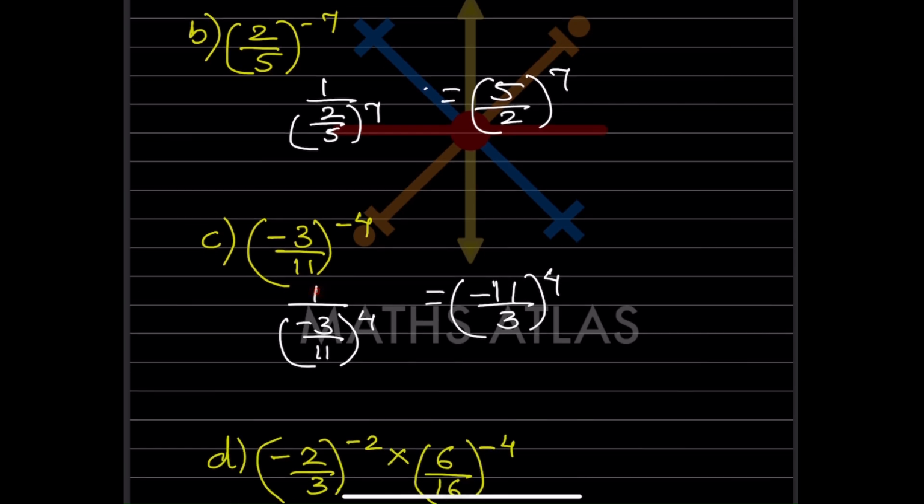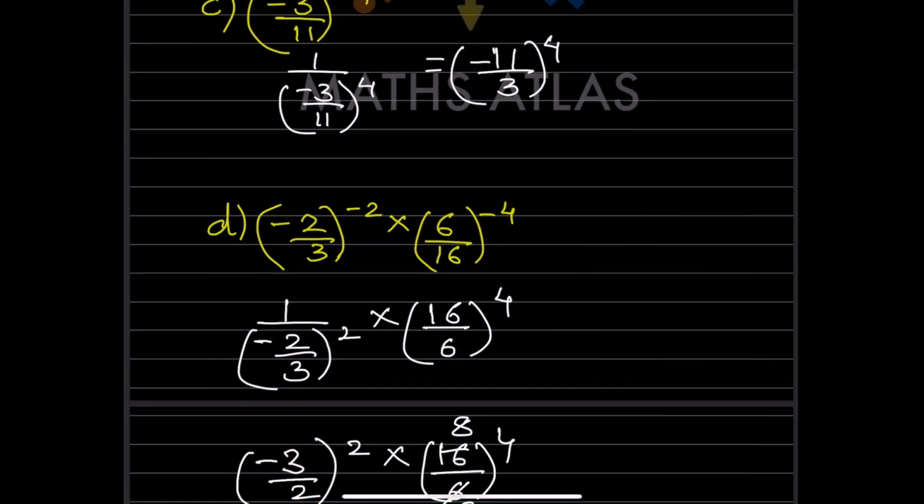Now this will be 1 by, this thing will be as it is. This will become positive again here, because now 1 by this is in a fraction, so that is going to be minus 11 by 3 raised to 4. Same over here, what we did in the previous one. So now look at here. First thing you are going to make this positive. So this is going to be 1 by minus 2 by 3, and this will get flipped over, that is going to be 16 by 6 raised to 4.